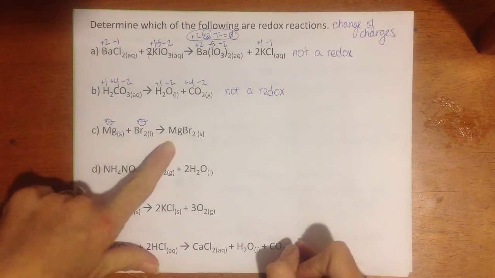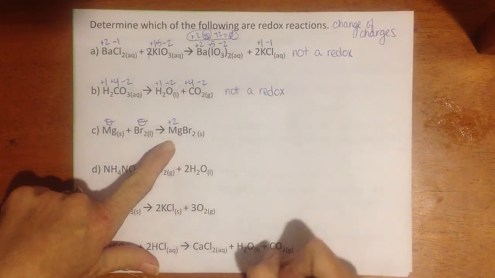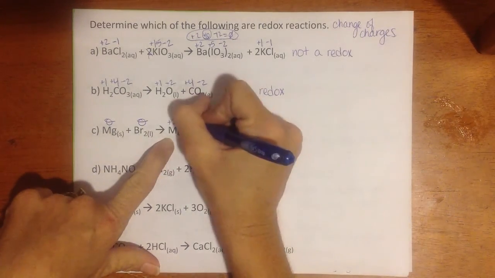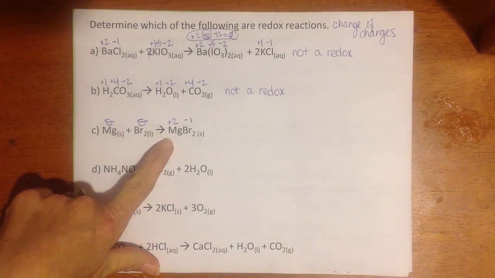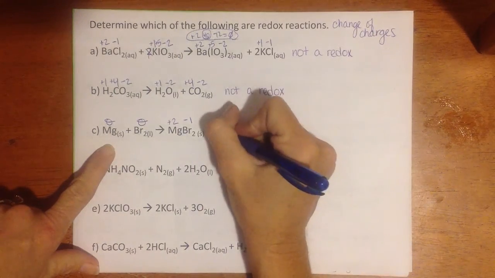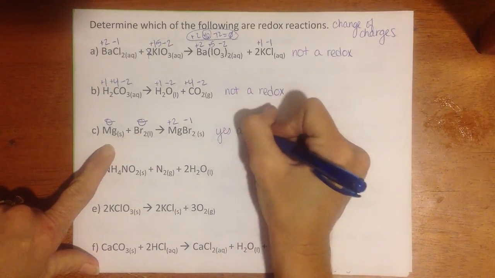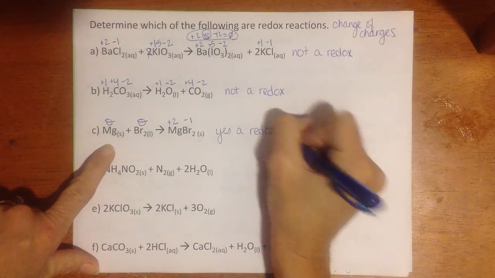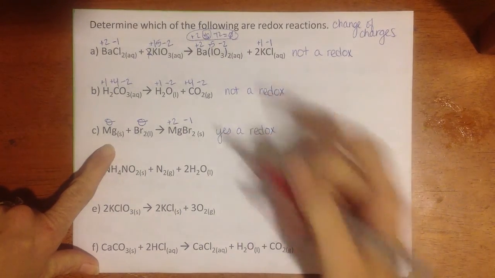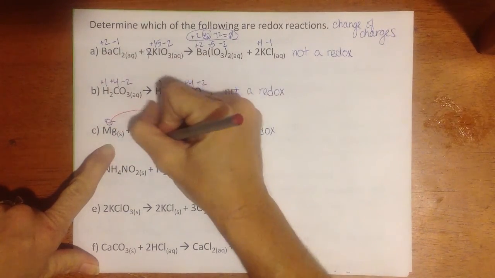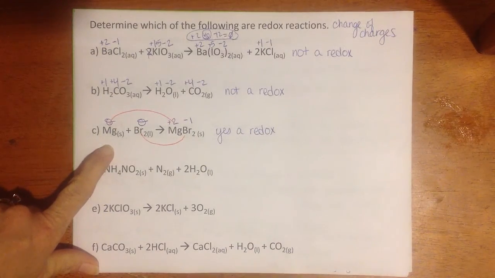Magnesium and bromine are found that way in nature. Magnesium in an ionic compound has a clear charge. Bromine takes up the slack. Yes, redox. Because I can see clearly that magnesium changed charges and bromine changed charges.